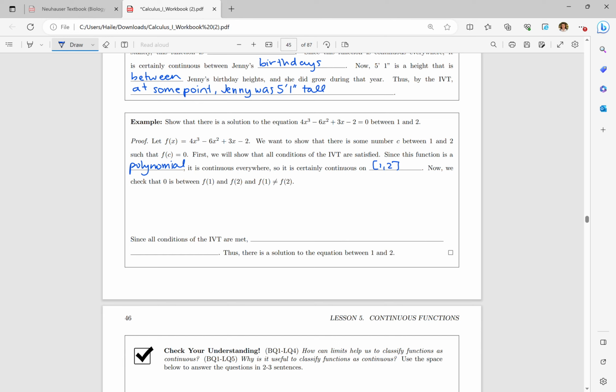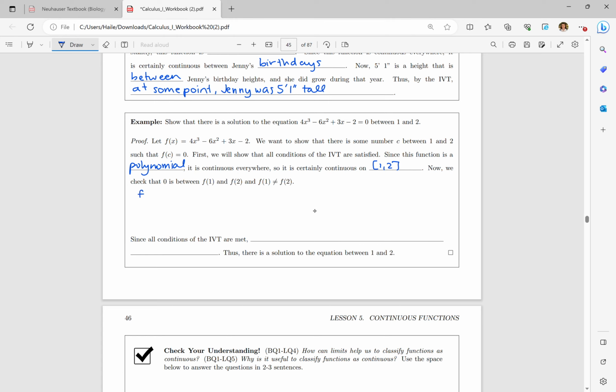Now we check that 0 is between f of 1 and f of 2, and that f of 1 is not equal to f of 2. Okay, let's think really quick about what this means. If 0 is between f of 1 and f of 2, that means we should be able to plug in 1 and plug in 2 to the function. One of the answers should be positive and one should be negative. So let's do that in the space below.